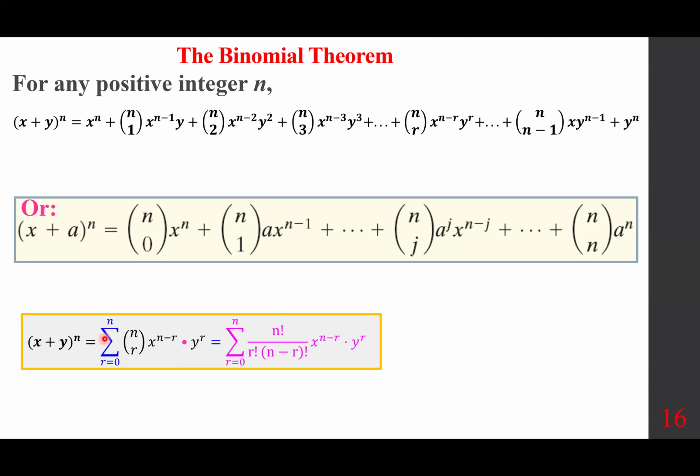Now, we can represent it in this fashion. (x plus y) to the power of n is the summation of n choose r, x to the power of n minus r, y to the power of r, going from 0 to n. And if you expand this, it's n factorial over r factorial times n minus r factorial. Useful combinations to remember.